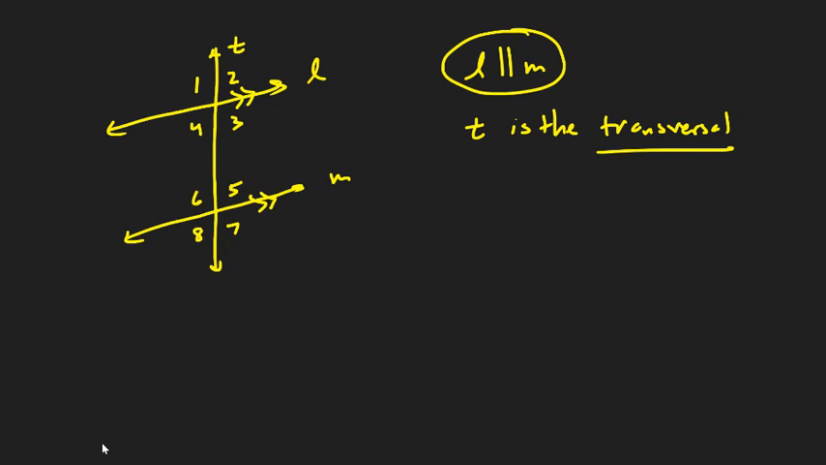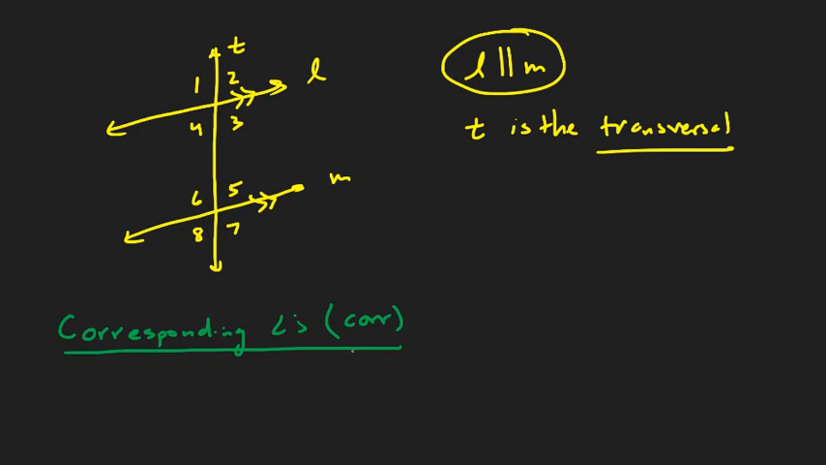Okay, so let's talk about the first pair of angles, which I'm going to call corresponding angles. So these are corresponding angles. I'll use the angle symbol. For corresponding, I like to use the abbreviation CORR. So in this picture here, there are 4 pairs of corresponding angles.